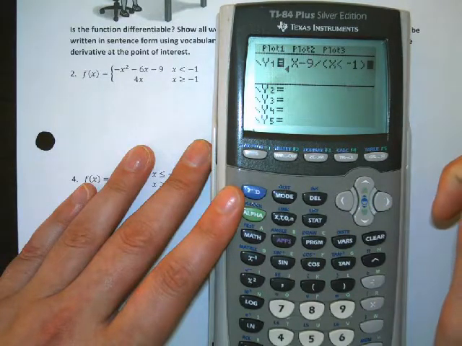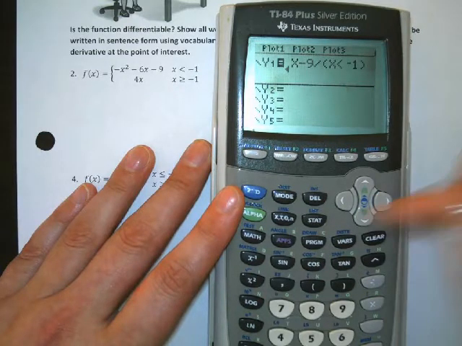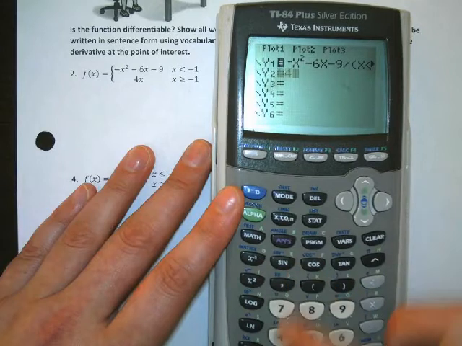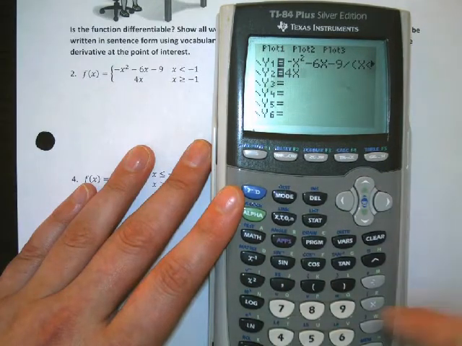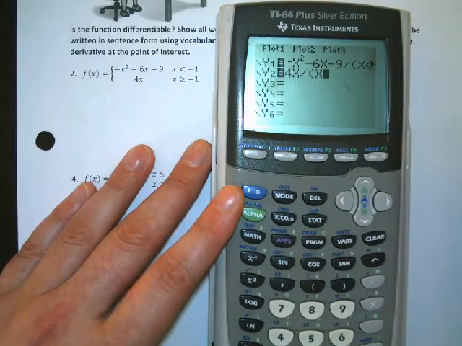Wait, what button did you press? Second math? Okay. Then we're going to do the second one. We're going to do 4x. And I put a slash, so it's a divide by, but I'm not actually dividing. I'm programming my calculator. And I'm going to put a parenthesis, and now I need to put x is greater than or equal to -1.